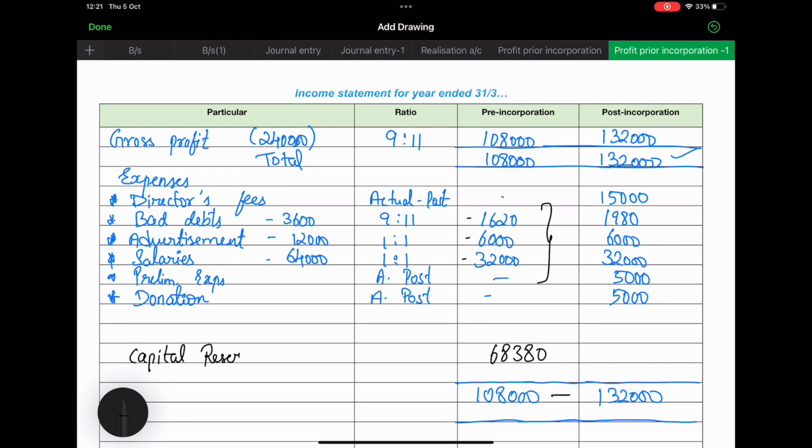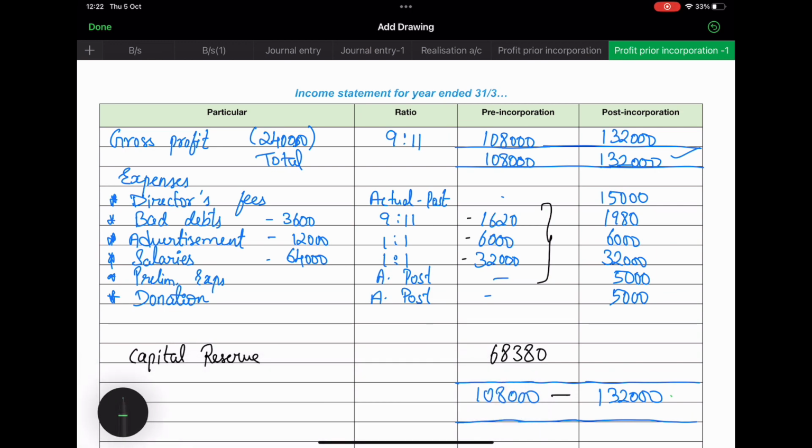Capital reserve. If we have positive values, it is a profit. If you have any negative value, for example, if instead of positive 68,380 you got minus 68,380, it means we sustained a loss. So we write it within brackets, 68,380, and it will be transferred to goodwill account. Understood? Profit will be transferred to capital reserve, loss will be transferred to goodwill account in this chapter, not in all concepts. In this particular chapter we will be transferring profit to capital reserve. Got it?